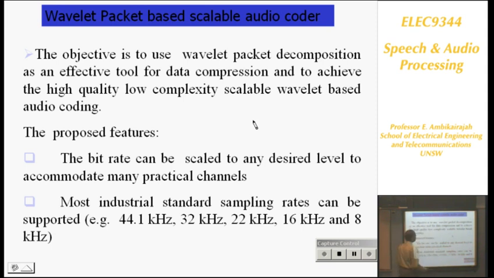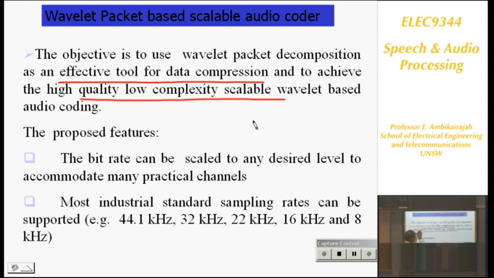How do you do wavelet packet-based coding? What we are going to do is use the wavelet packet decomposition as an effective tool for data compression and a high-quality, low-complexity, scalable audio coder. What does scalability mean? Scalability means you send 4 kilohertz bandwidth compressed data first. That's the low quality. And you can add on from 4 to 8 also, sent separately. At the receiver, you can combine them together to get high quality.